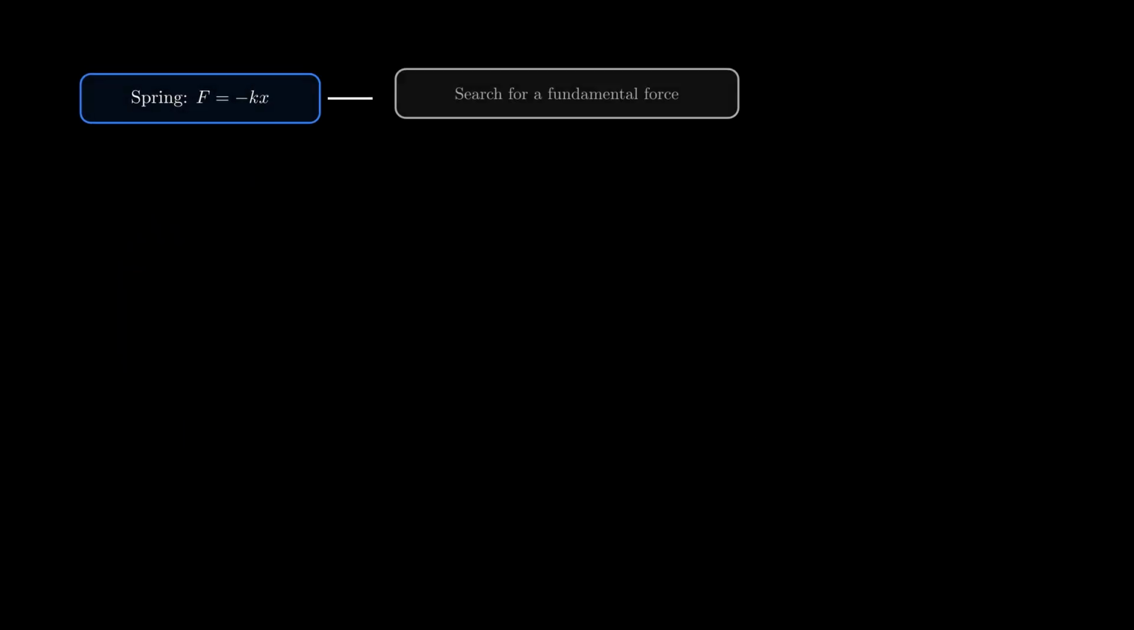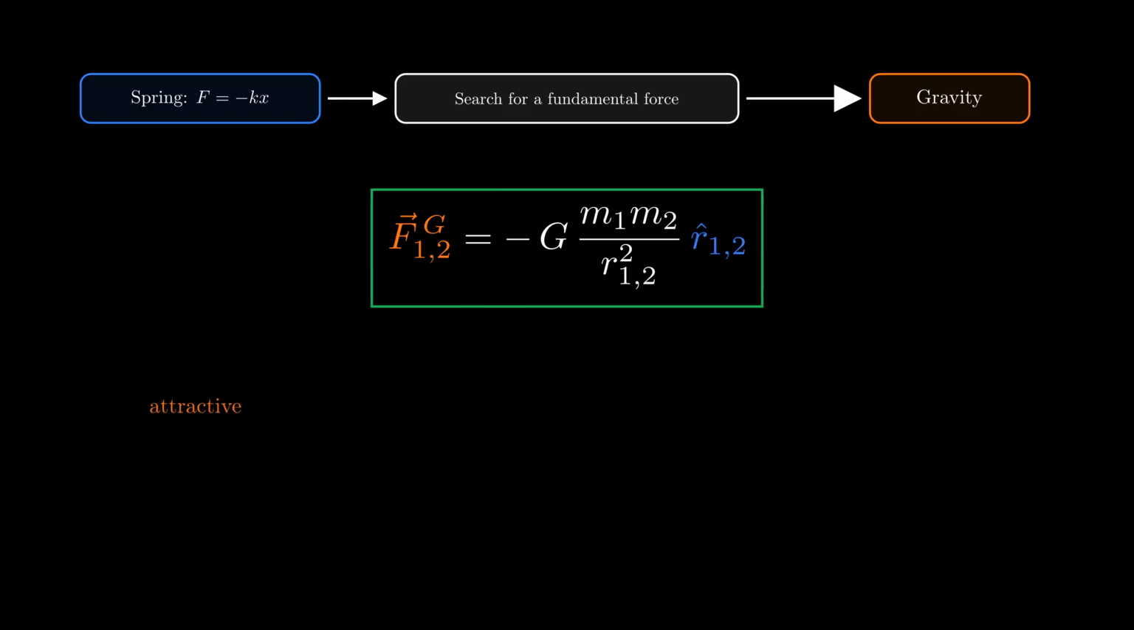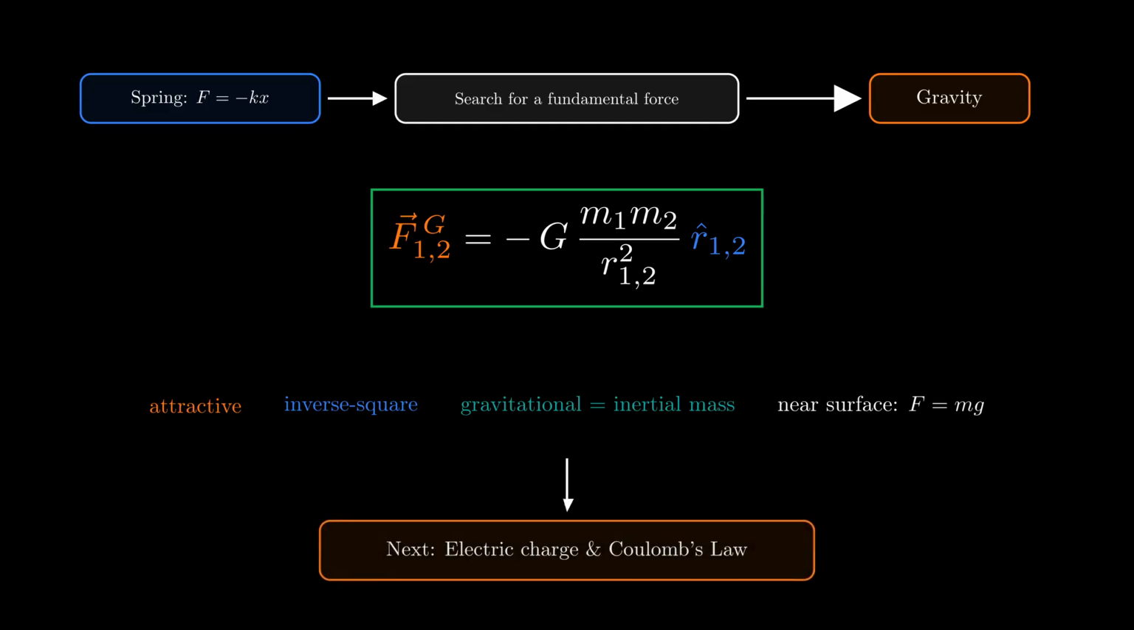We started with a spring and asked what force truly lies beneath it. Following that question led us to gravity, the first of nature's fundamental forces, an attractive, inverse square pull between any two masses, tied to inertia by the equivalence principle, and calibrated at Earth's surface by g. The very same question about the spring's atoms pointed at electric charge. That is where we head next, the electric force and Coulomb's law.